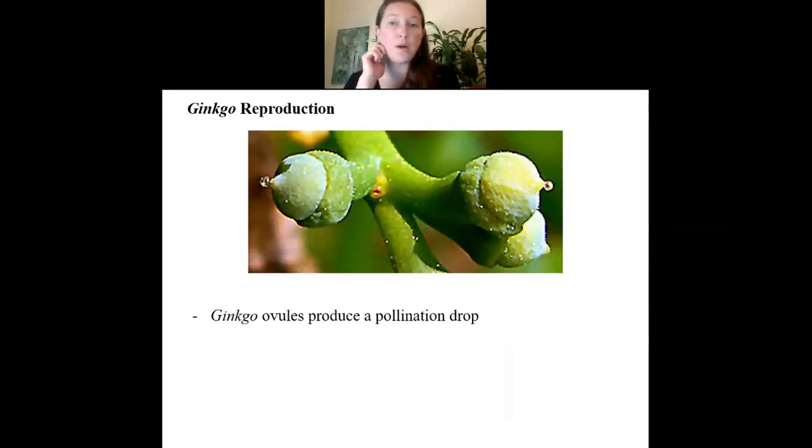Here's a close-up of the ovules of ginkgo, so you can see them with the naked eye, right? They're exposed. Like the ovules in the cycads, the ovules in ginkgo also produce a pollination drop. You can see it coming out of the micropyle. Here it is right there. There's another one right here. So that's that sticky drop that allows pollen that's in the wind to get trapped.